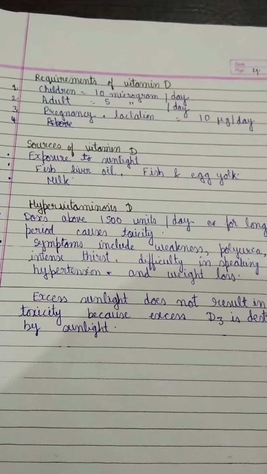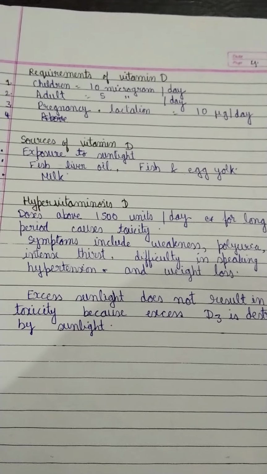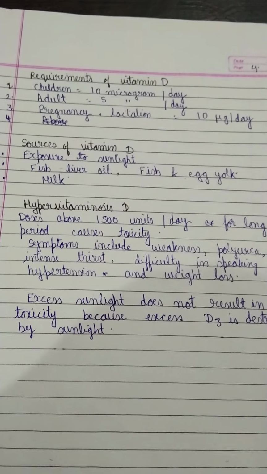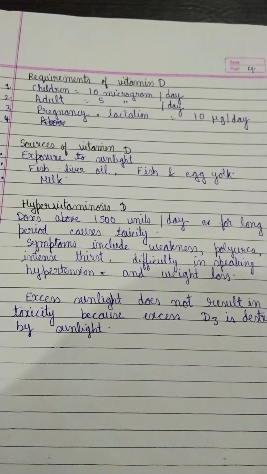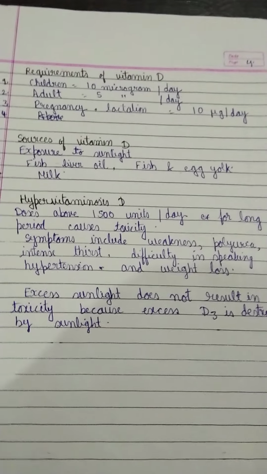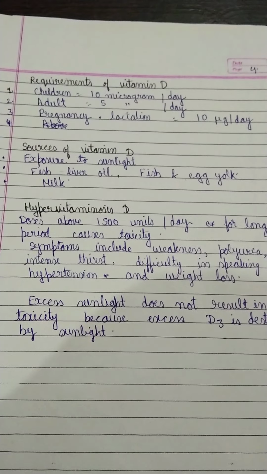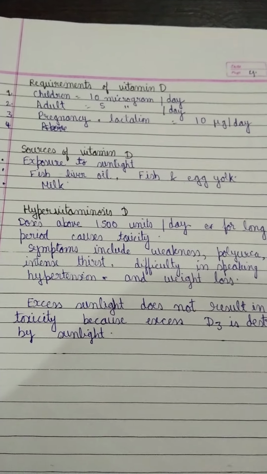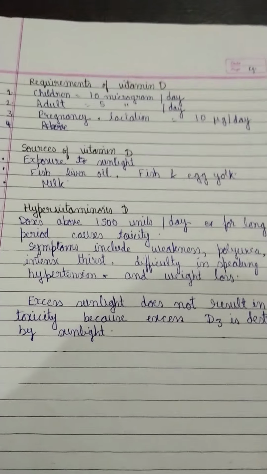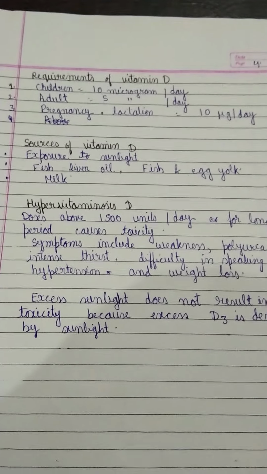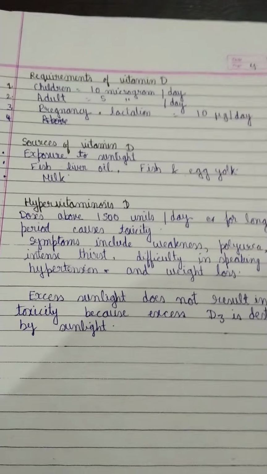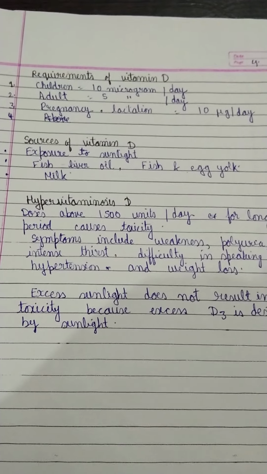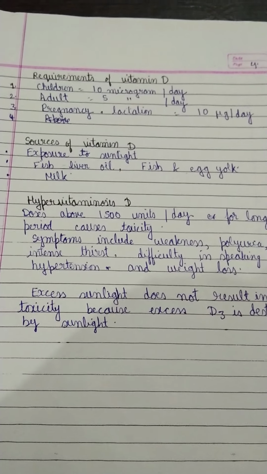Requirements of vitamin D. In children 10 microgram per day, for adults 5 microgram per day. Pregnant women or those women who are lactating require 10 microgram per day. Sources of vitamin D: exposure to sunlight, fish liver oil, fish, egg yolk, and milk.